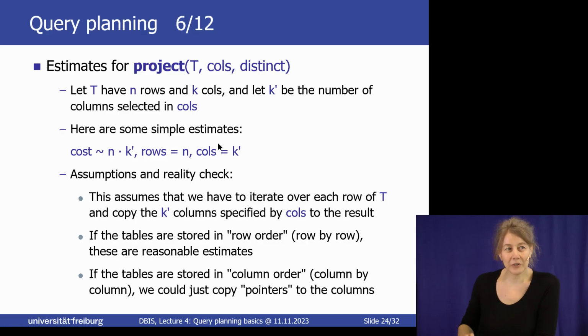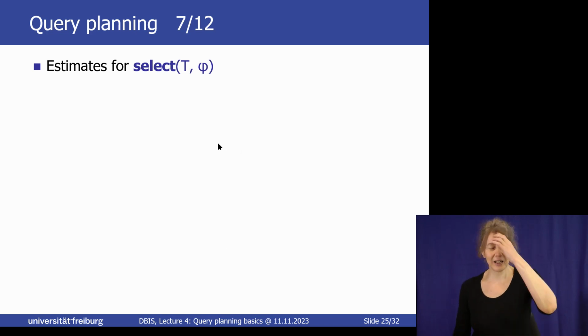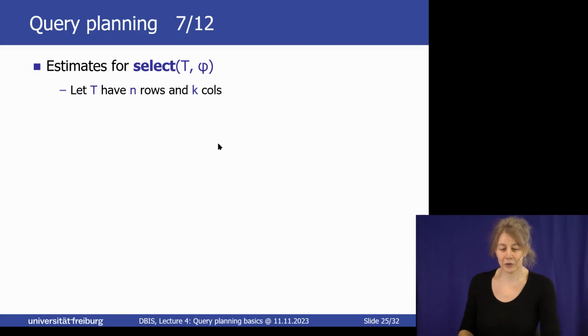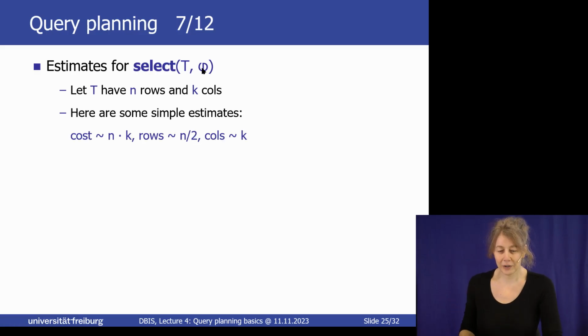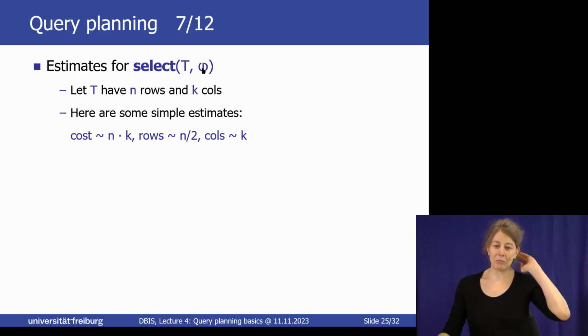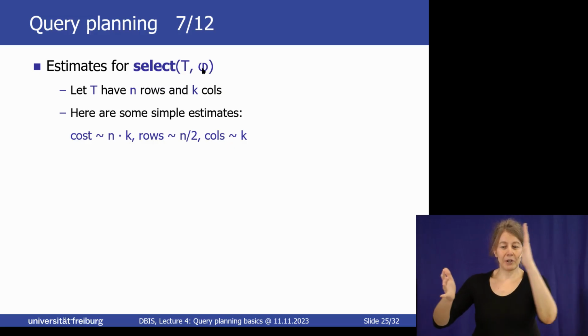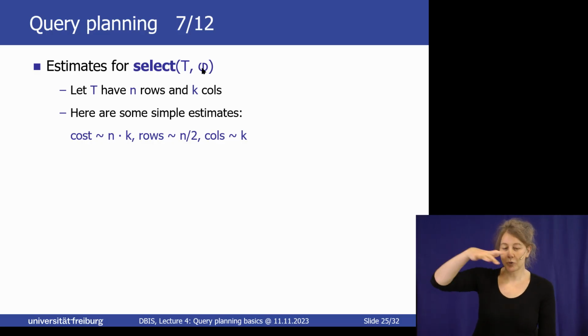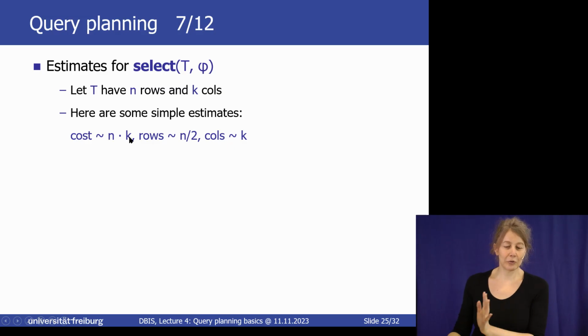That's the simplest one. Let's do the next one. Select. Project is selecting columns. Select is selecting rows. Again, I have my input table and my predicate, which for each row says included or not, right? So I have my input table, n rows, k columns. What do I do? I go over each row and just see, do I include it or not? So that's a reasonable cost estimate.